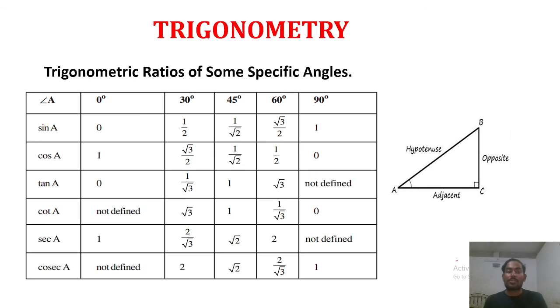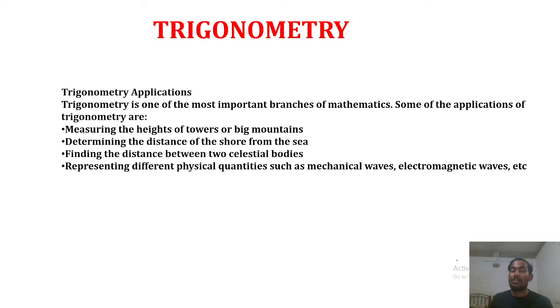Now moving to the next topic, the trigonometric ratios of some specific angles, because it is very important to memorize them as they are used regularly. We have to memorize these for 0 degree, 30 degree, 45 degree and 60 degree. Now, why is trigonometry used? We already discussed that trigonometry is very important in mathematics, and it is used to measure the heights of buildings and mountains, and the distance between two celestial bodies. It is also used in physics and other fields.